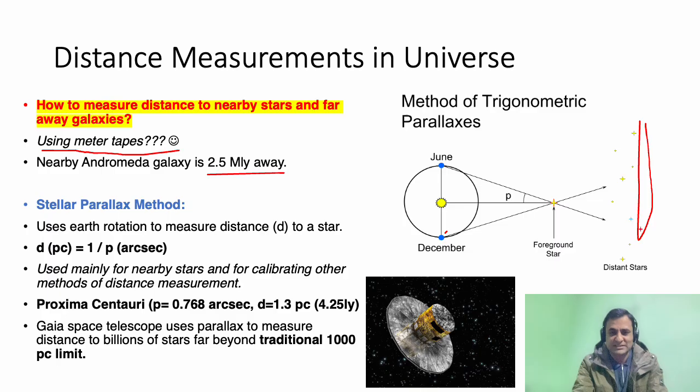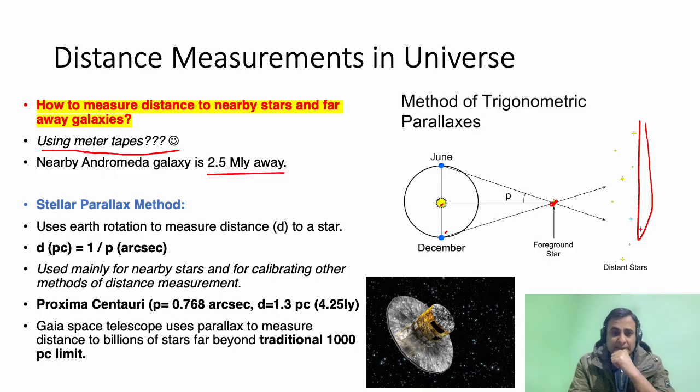This yellow is the sun, and let's say there is a star here, very far away from the Earth and our solar system. So how can we find how far away it is from the Earth?